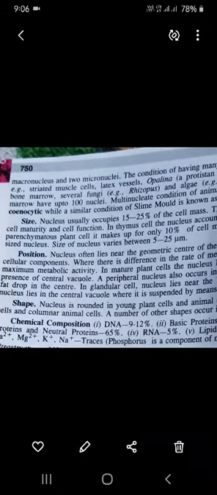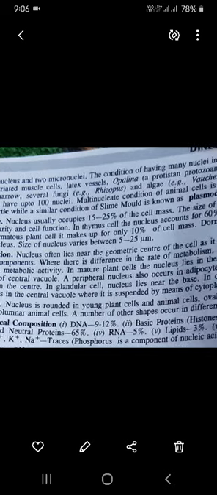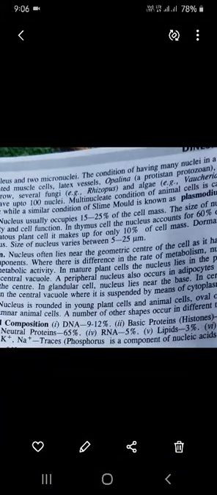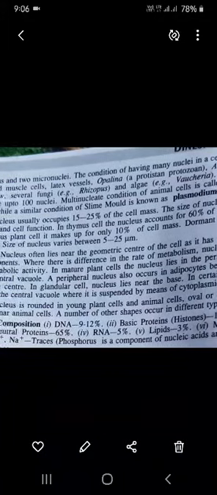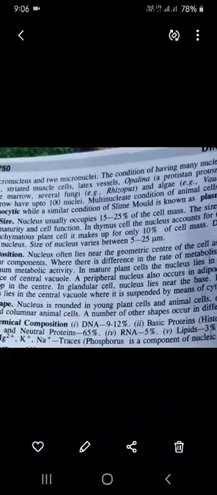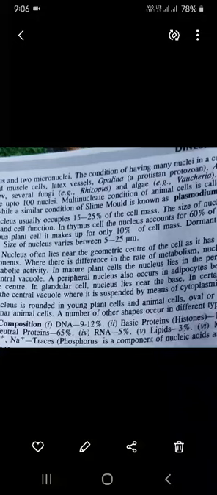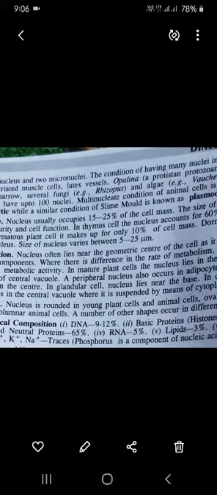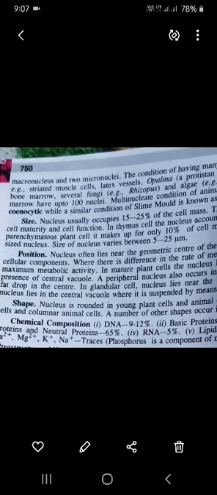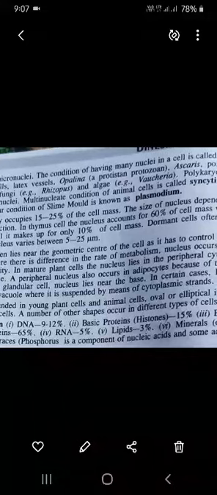Now position. Nucleus often lies near the geometric center of the cell, as it has to control activities of all cellular components. Where there is a difference in the rate of metabolism, nucleus occurs in the area of maximum metabolic activities. In mature plant cells, the nucleus lies in the peripheral cytoplasm due to presence of a central vacuole. A peripheral nucleus also occurs in adipose cells because of the presence of the fat drop in the center. In glandular cells, the nucleus lies near the base. In certain cases, like Acetabularia, nucleus lies in the central vacuole where it is suspended by means of cytoplasmic strands. Shape.